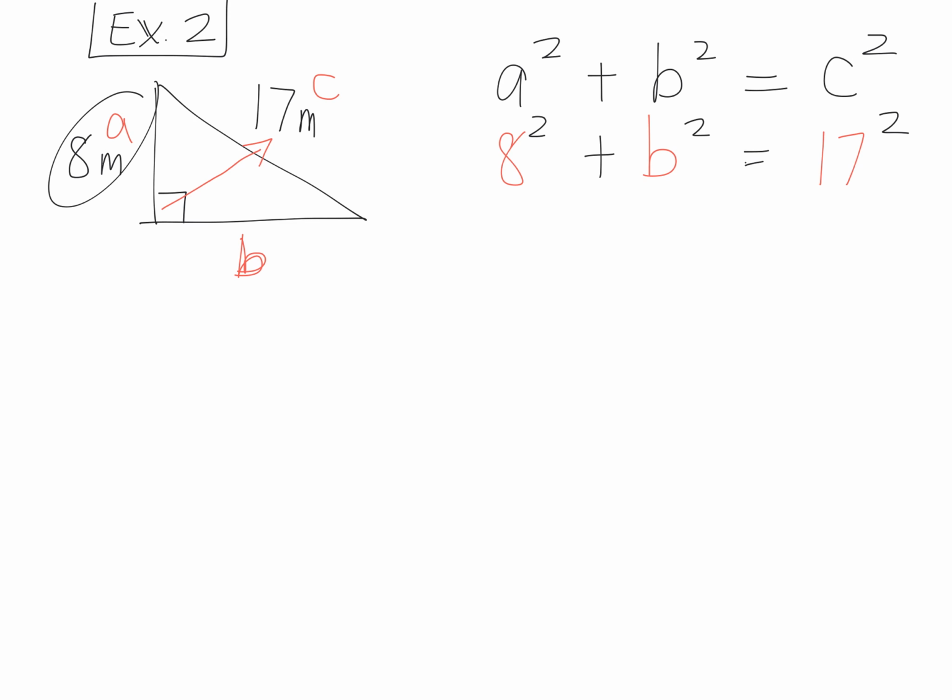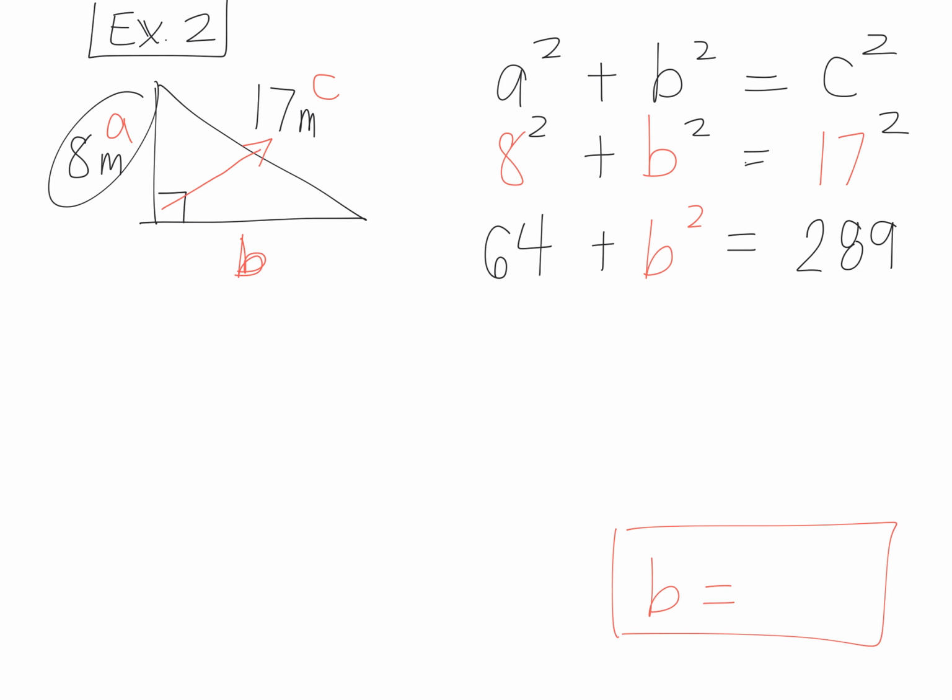Okay, now what? This is a little different from the last question. Can you simplify 8 squared? What's 8 times 8? So let's simplify that. 64 plus B squared equals, can you simplify this? What's 17 squared? 17 times 17 is 289. Finished? Now what do we do? We're trying to get B by itself. My goal is to figure out what B equals. 225. Yes, good. Why are we subtracting 64?